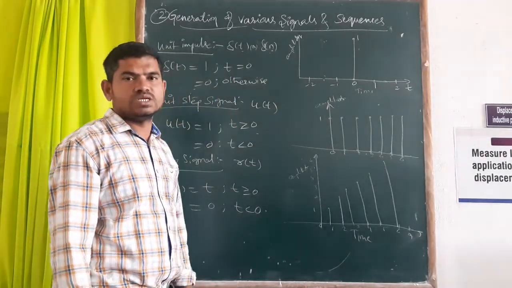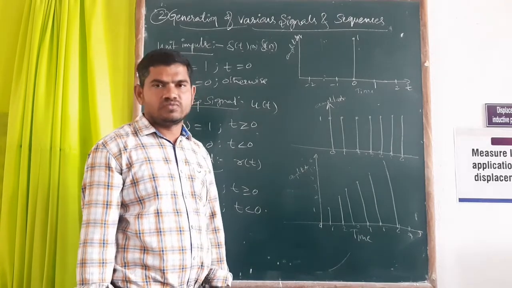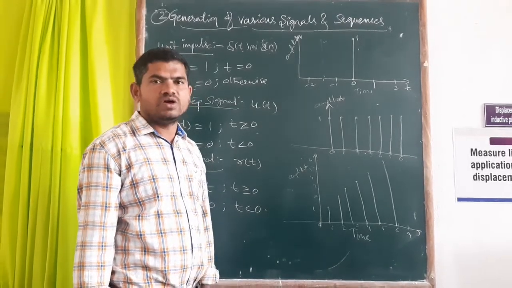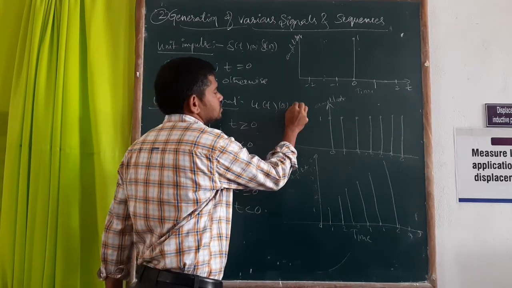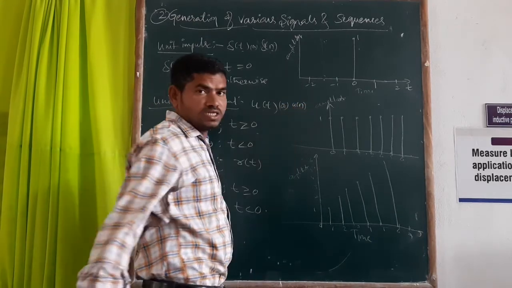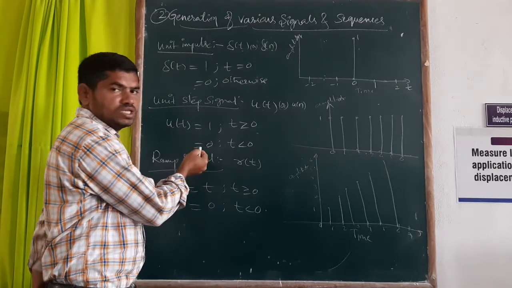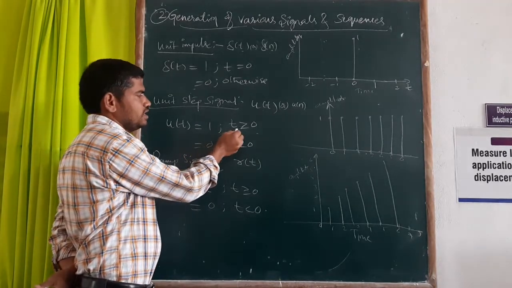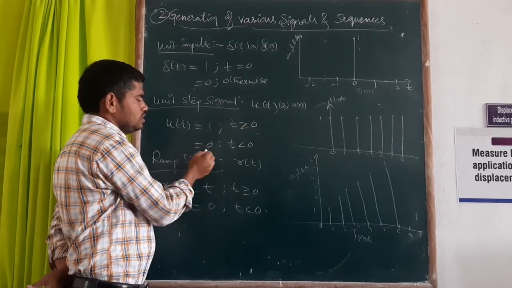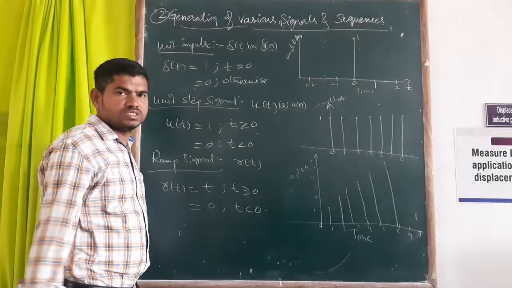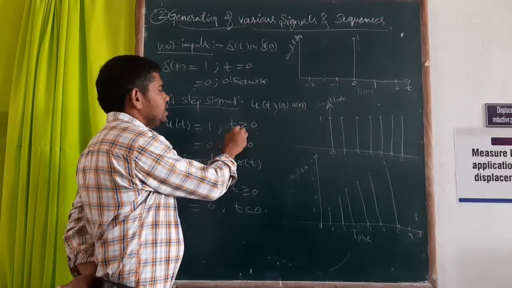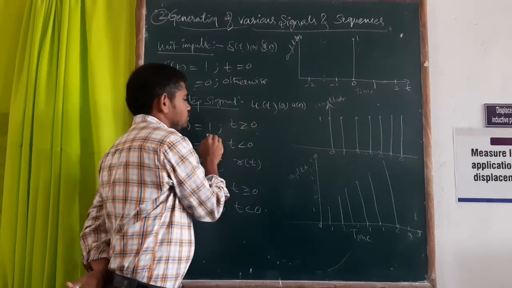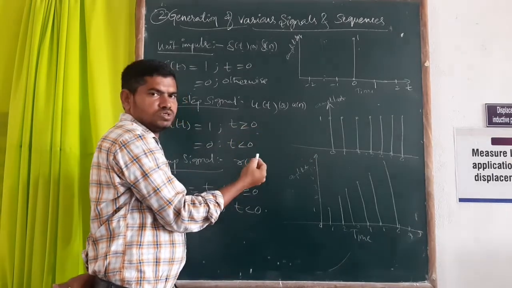Unit step signals are denoted by the symbol u of t or u of n. U of n means the digital signal. U of t means the continuous time signal. Here u of t is equal to 1 where t is greater than or equal to 0, and 0 where t is less than 0. This is the statement. Where t is greater than or equal to 0, the amplitude is 1. Below 0, the amplitude is 0.